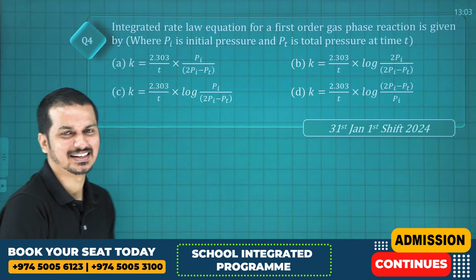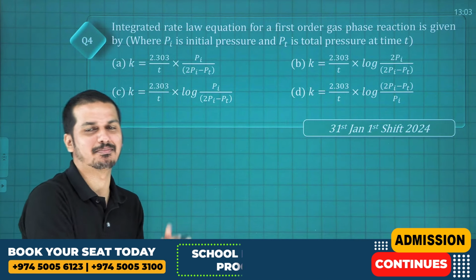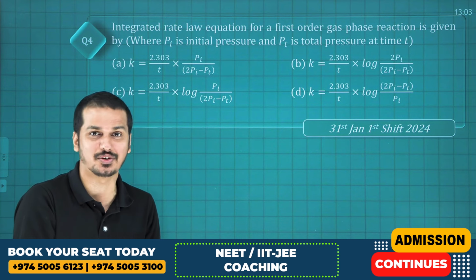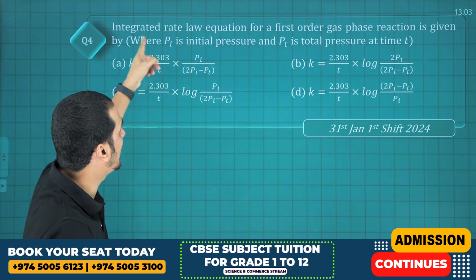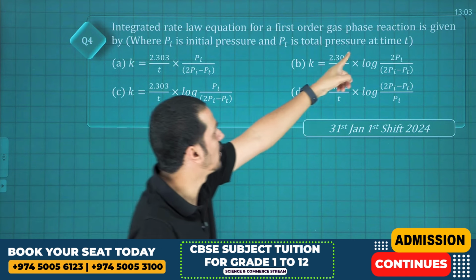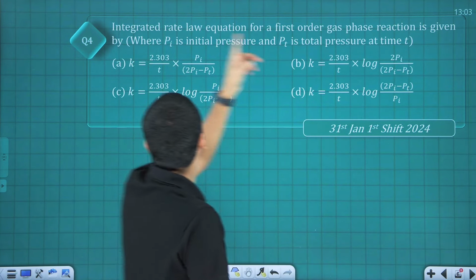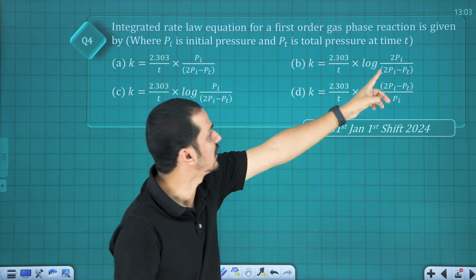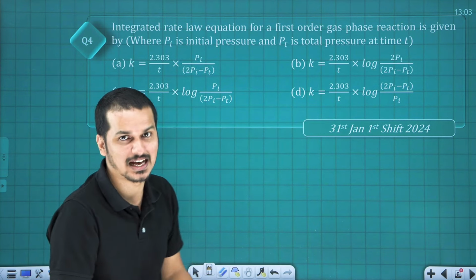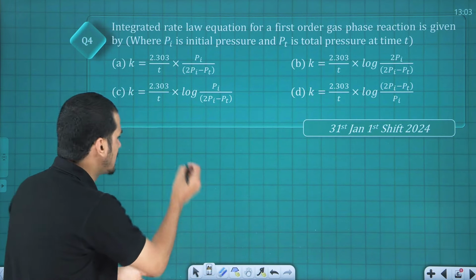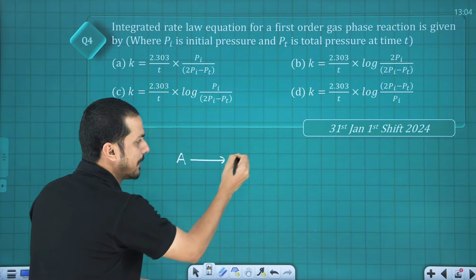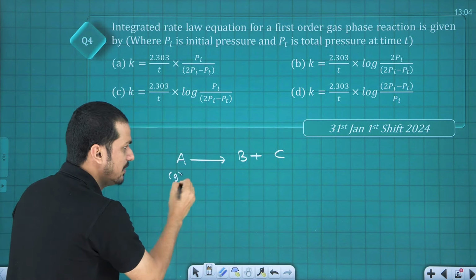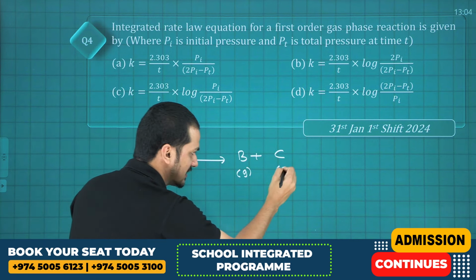This is a direct question. In NCERT itself, one paragraph is there related to a gaseous first order reaction. The integrated rate law equation for a first order gas phase reaction is given by, where Pi is the initial pressure and Pt is the total pressure at the given time. What's the answer? We can consider any gaseous reaction, A gives B plus C. A is a gas, B is a gas, C is a gas.